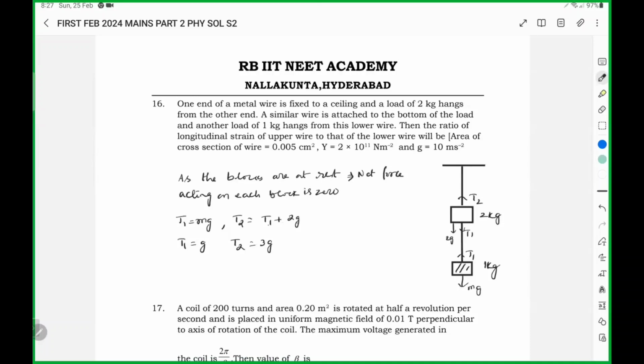Now he told us another metal wire, a similar wire, is attached, so Young's modulus will be the same. Young's modulus is stress by strain. Strain is change in length by original length. So in one case, what is the same? The wire is the same, which means Young's modulus is the same, length is also the same, and area of cross section is also the same.